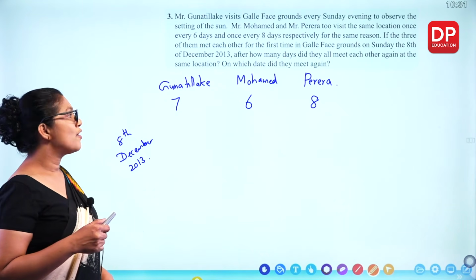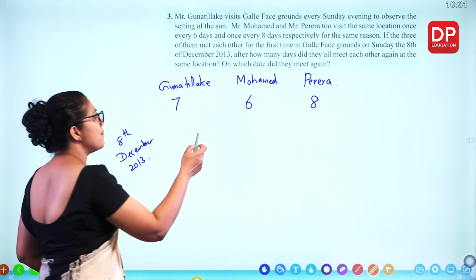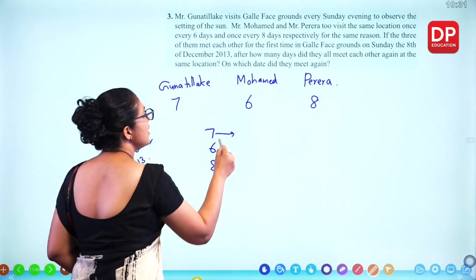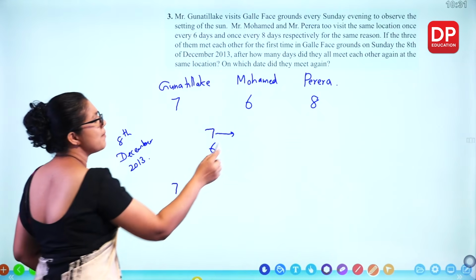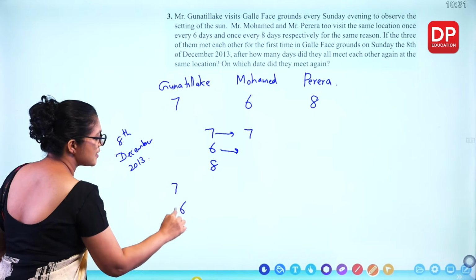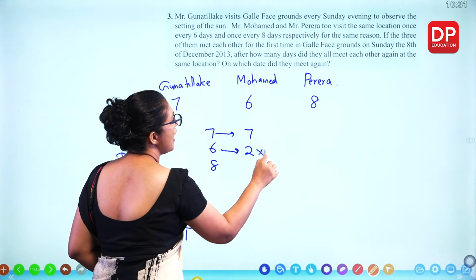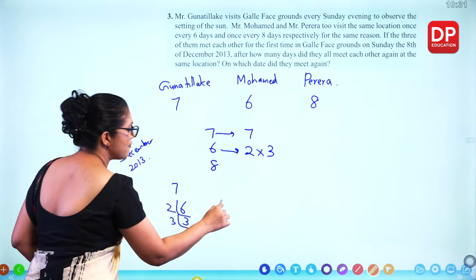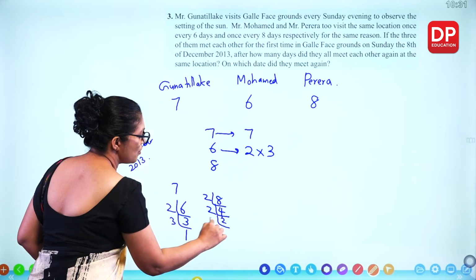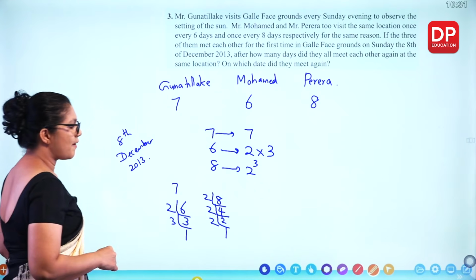So we'll need to find out the least common multiple of 7, 6 and 8. So I'll use the prime factor method. 7 is a prime number, so I can write 7. 6, what are the prime factors for 6? You can divide by 2, you can divide by 3. So 2 and 3. So 8, what are the prime factors? 8, divide by 2, 4, and you can divide by 2 again. So here you can write 2 to the power 3.